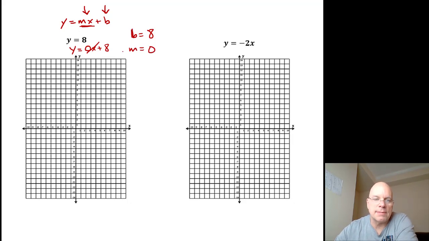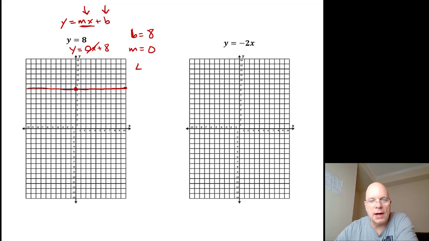B is our y-intercept, so we still start the same way. We plot a point at y equals positive 8, the y-intercept. But then what kind of line has a slope of 0? 0 is not positive, so it's not an uphill slope. 0 is not negative, so it's not a downhill slope. And what's in between all the uphill and downhill slopes? Flatland, horizontal line. Horizontal lines have a slope of 0.